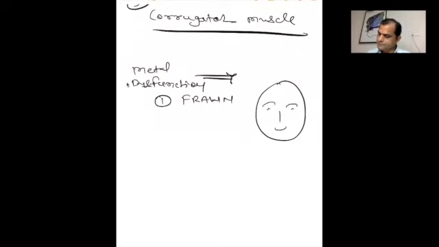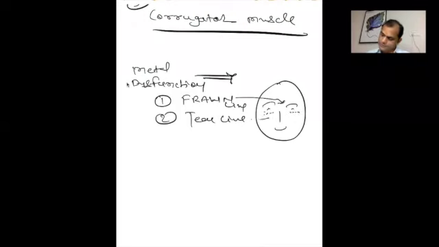Who is in the center? Number two, tear line. Who is here? Below the eyes. And number three, marionette line. Who is here?